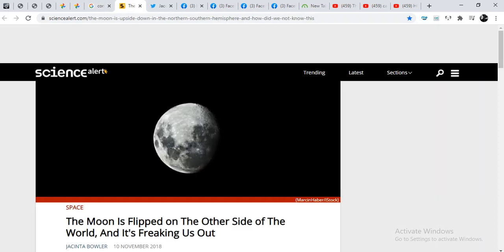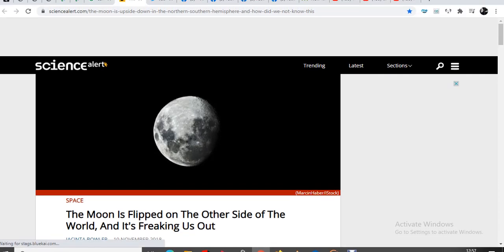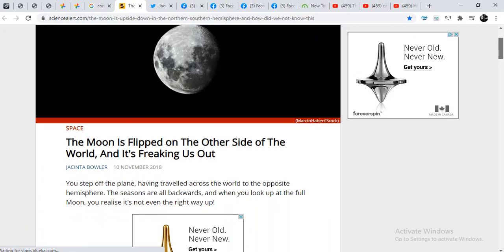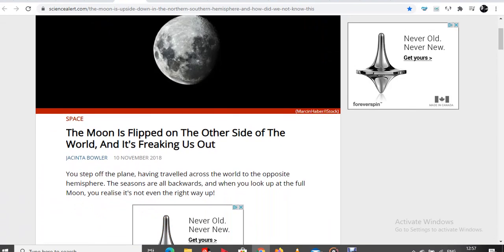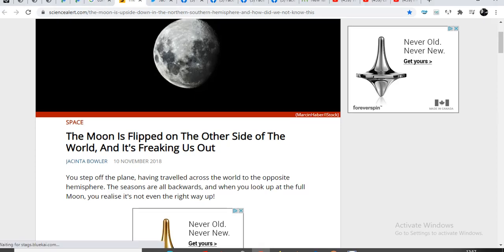If we go to what I found on Science Alert, the moon is flipped on the other side of the world, and it's freaking us out. So they're freaking out about getting off a plane and looking at the moon. Once you've got there, you step off a plane, having travelled across the world to the opposite hemisphere, the seasons are all backwards. And when you look up at the full moon, you realise it's not even the right way up. But that freaks you out, does it?